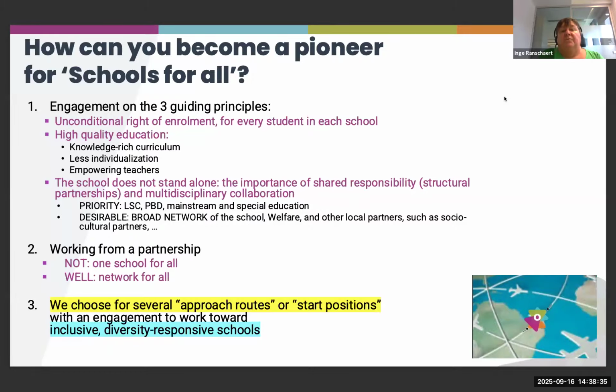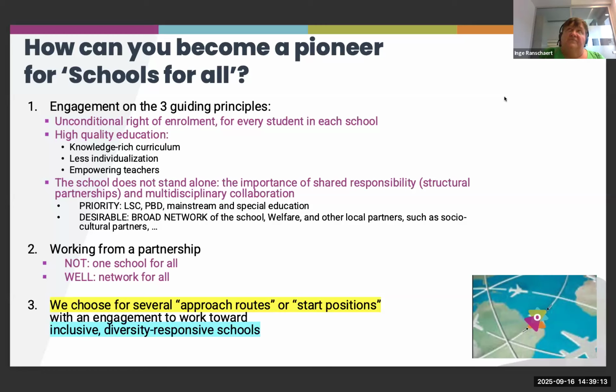So as you want to become a pioneer school for all, we think it's important to have an engagement on the 3 guiding principles. And the first one is an unconditional right of enrollment for every student in each school. That's not what's happening at this moment. So this is a very big issue. High quality education, empowering teachers, a rich curriculum, and less individualization. And the school doesn't stand alone, the importance of working together with the other partners.